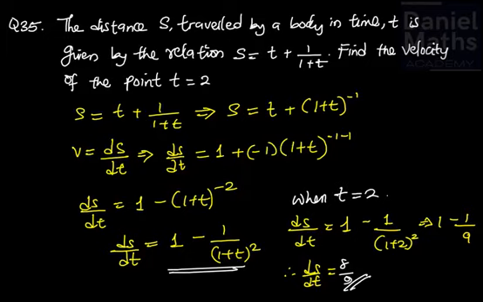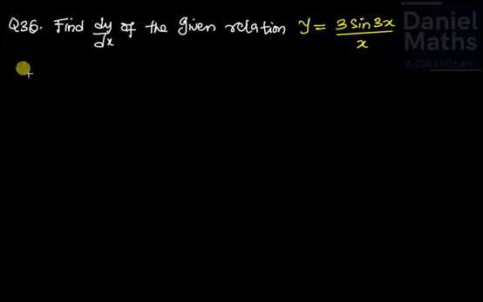Let's look at the next question. Alright, here in our question 3, we're asked to find dy/dx for the given expression. y is equal to 3 sine 3x all upon x. Now first of all, we have to deal with this. Up here in the numerator, we have y is equal to 3 sine 3x all over x.